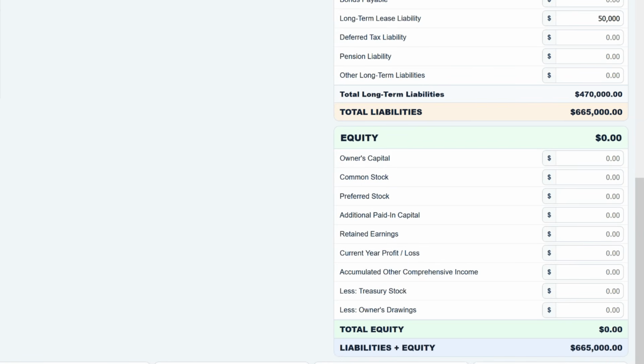The first equity account is owner's capital, totaling $250,000. This represents the money originally invested by the business owner into the company. Next is retained earnings, valued at $151,000. Retained earnings represent accumulated profits from previous years that remained inside the business instead of being distributed to the owner.